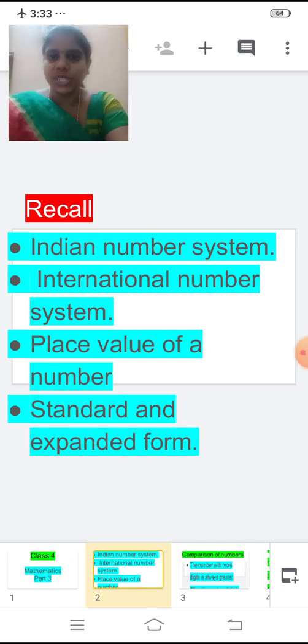Last class we saw the Indian and international number system, place value of the international number system, standard and expanded form. Right, children? So you're all clear till this? Shall we move on to the new concept? Are you all ready?